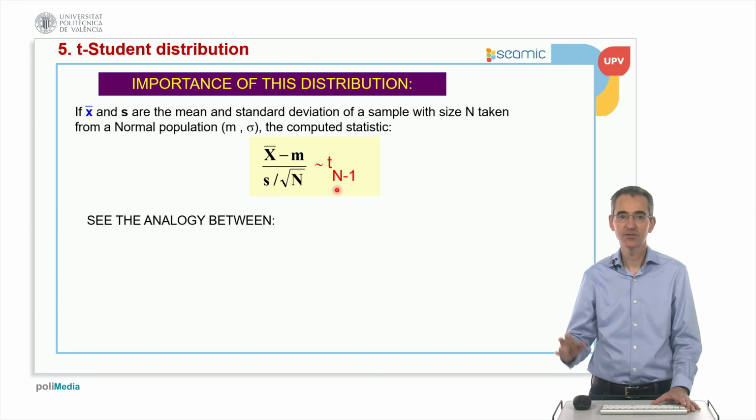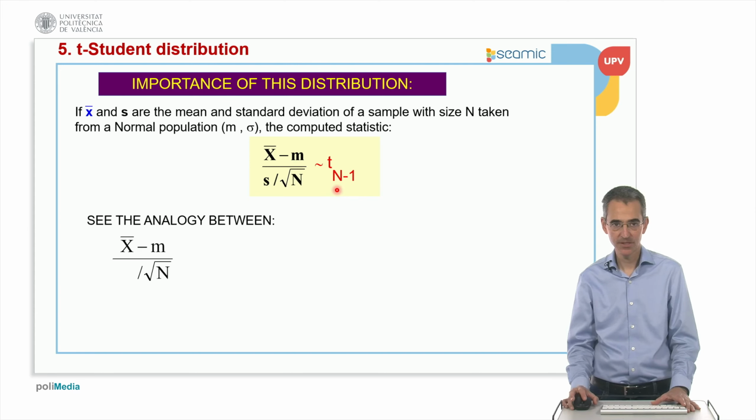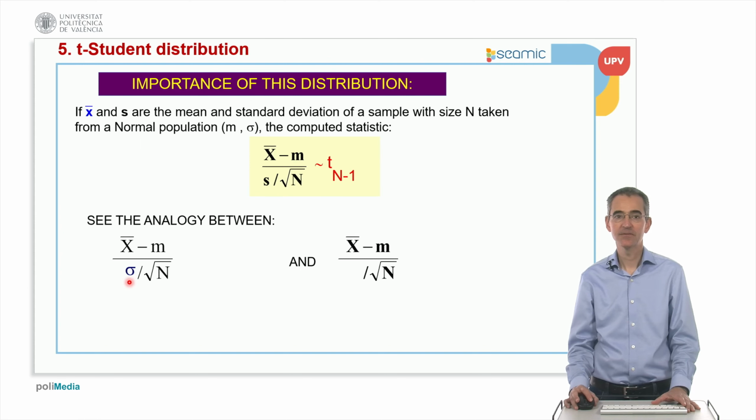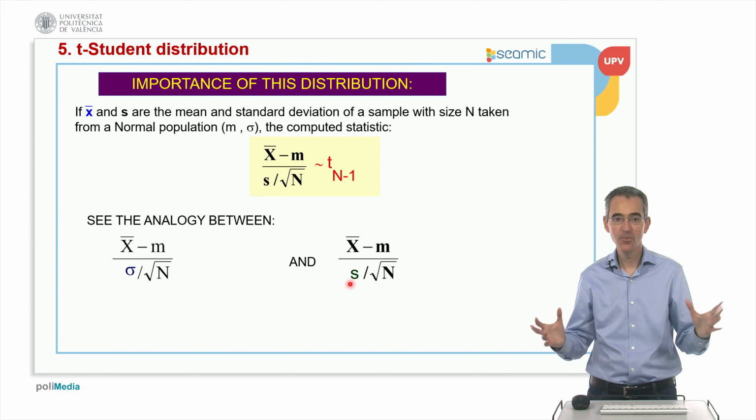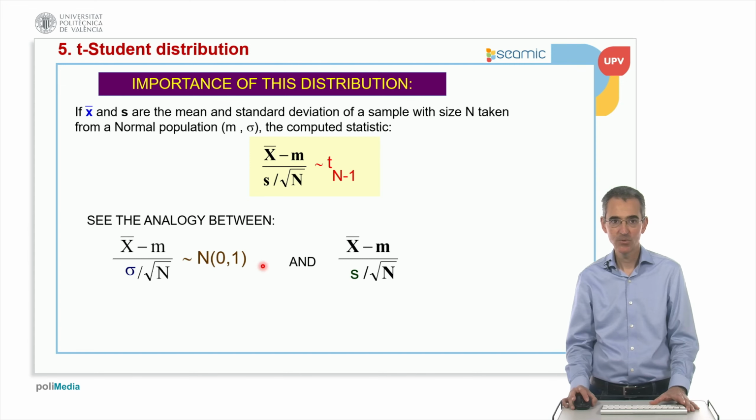Then it's important to compare the analogy between this and this. If I divide by sigma, the standard deviation of the population, or if I divide by s, the standard deviation of the sample, both will be similar. In the first case, I will have the standard normal distribution. This is a formula that I explained in some videos before, but here the formula follows the student t-distribution.